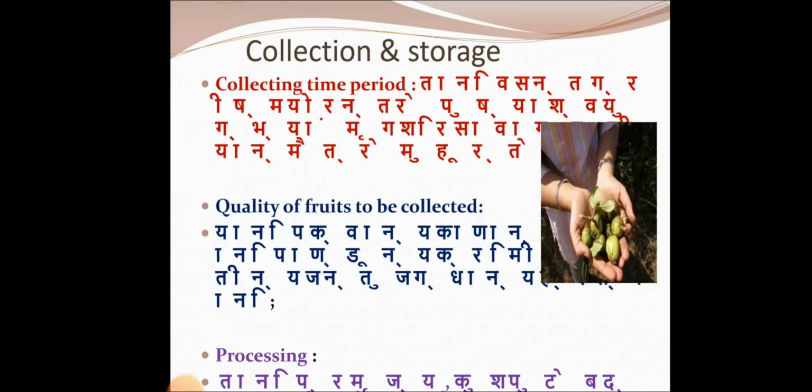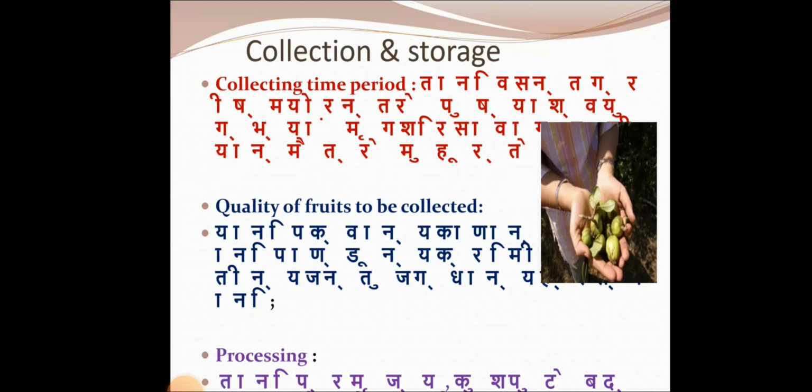Then the quality of fruits to be collected. How should the fruits be? Yani Pakwani Akhani Aharitani Panduni Akrimini Aputini Ajantu Jagdhani Ahrasvani. Then processing. How should it be processed? Tani Pramrijya Kushapute Baddhva Gomayena Alipya Yava Tusha Masha Shali Kulattha Mudga Palalanam Anyatamena Nidadhyat Ashtaratram. I will not go into detail, I am just reading this quotation.